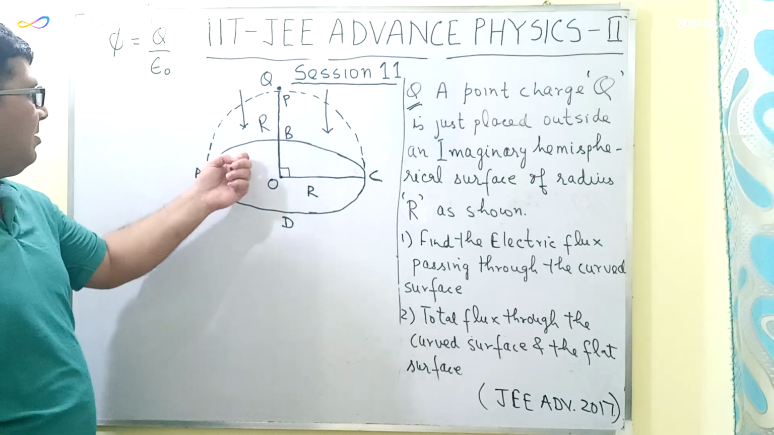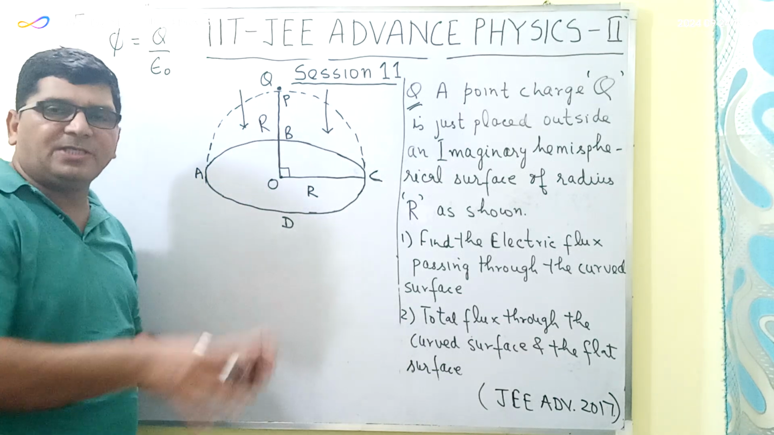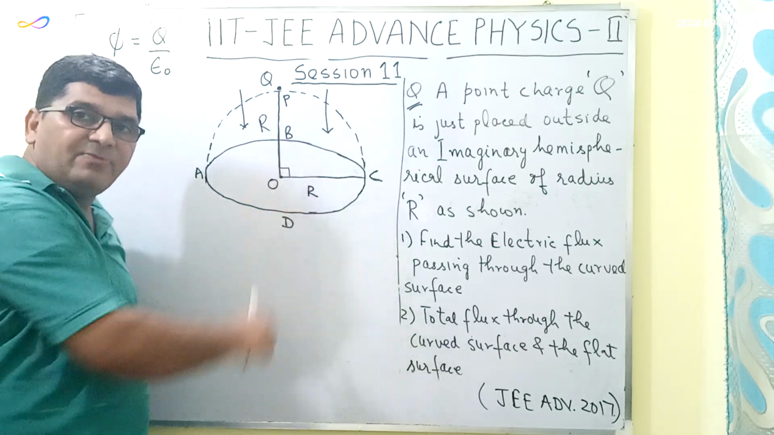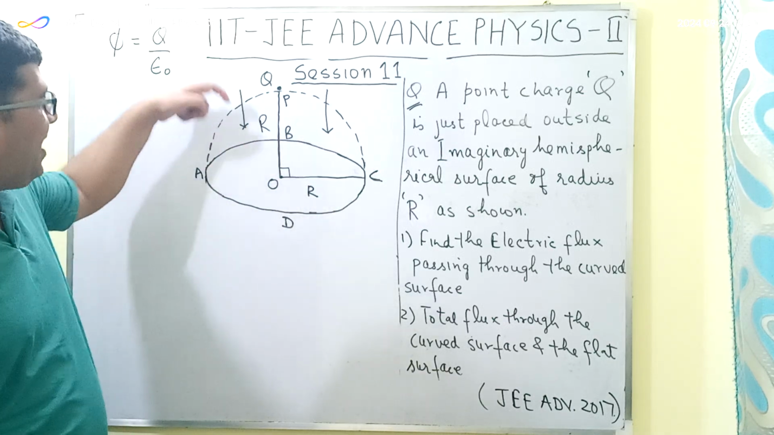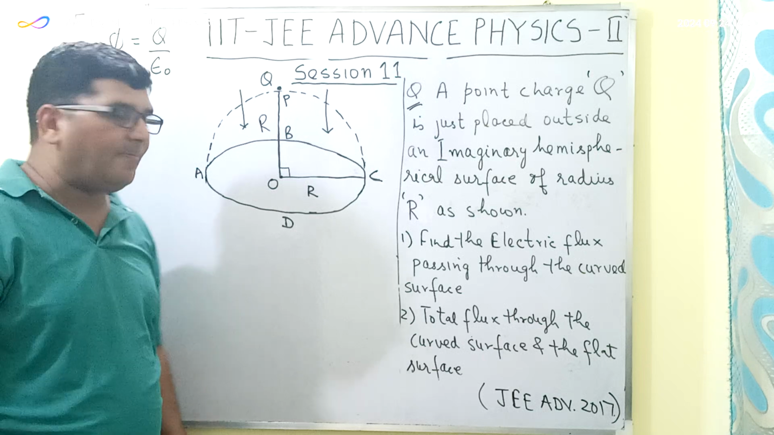Now since we know that the flux which is entering into a surface is taken as negative, and the flux which is leaving a surface is taken as positive. So in this case, the flux which will be passing through this curved surface, that is APC, will be negative.